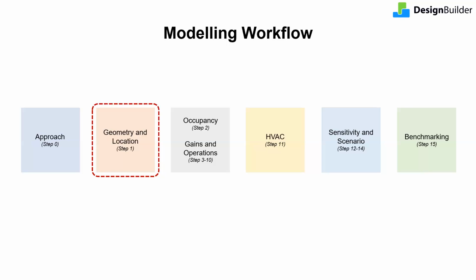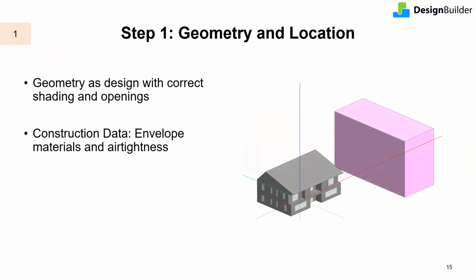Step 1 in modeling itself is to create the accurate geometry and define the correct location details. Geometry forms the basis from which all future calculations are undertaken. Its accuracy and quality will therefore affect the accuracy of future model outputs.